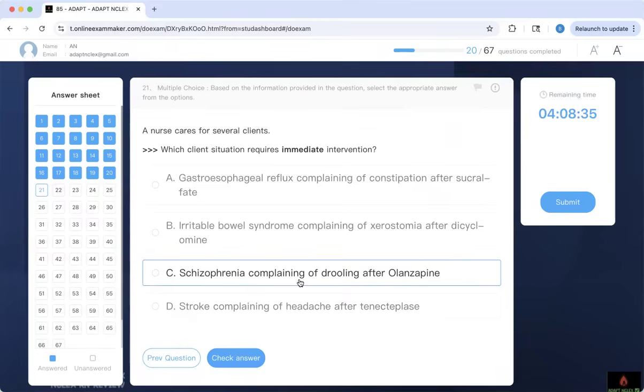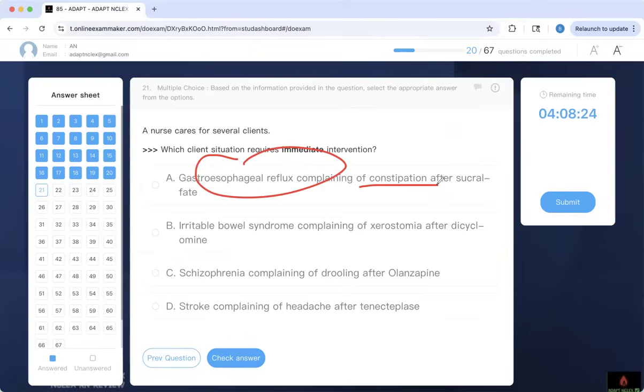Next, care for several clients. Which client situation requires immediate intervention? Prioritization. Once again, adapt the NCLEX way. Immediate intervention. You have reflux and complain of constipation after I give you sucralfate: expected finding. You have IBS and complain of dryness after I give you dicyclomine: expected finding. You have schizophrenia and complain of drooling after I give you olanzapine: expected finding. It's due to salivation. Don't pick it because you see drooling. I don't want you to pick it.